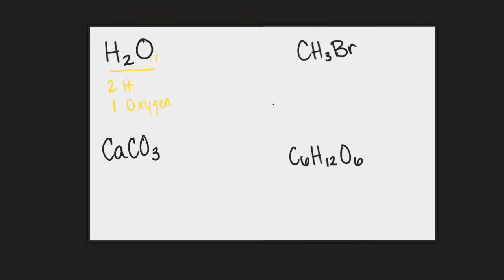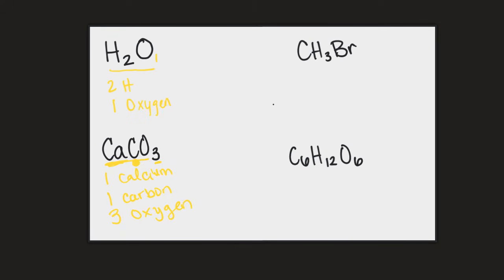Let's look at this one. We have CaCO3. So remember, if you have a capital letter and a lowercase letter, that's one element. So in this case, that is calcium. So we have 1 calcium, and then we have 1 carbon because there is no number after it. And then how many oxygens do we have? 3, because it's telling you that with that little tiny 3.